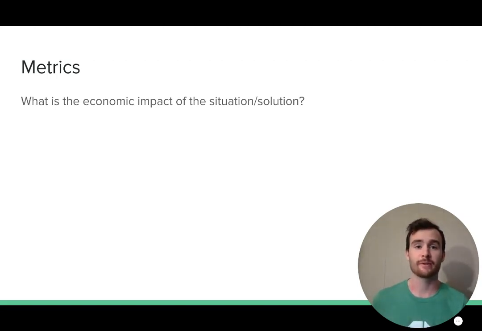M stands for metrics. What are the quantifiable numbers the company is trying to achieve? So, what are those exact numbers relating to time and income that they're trying to hit?